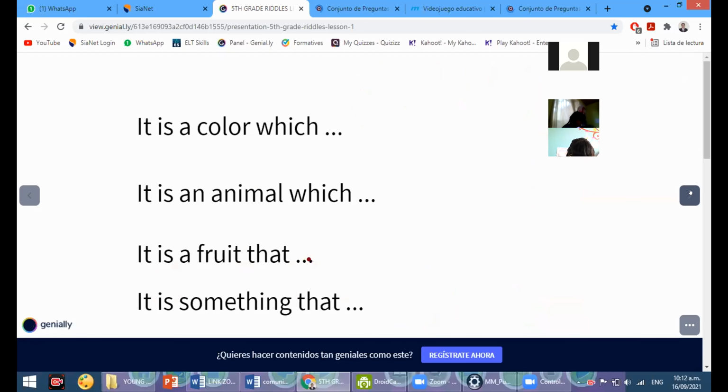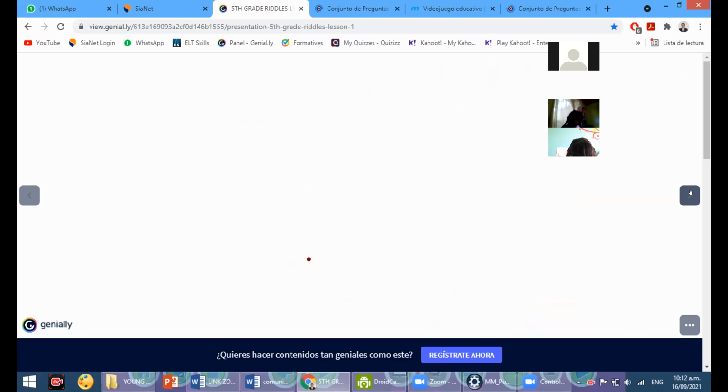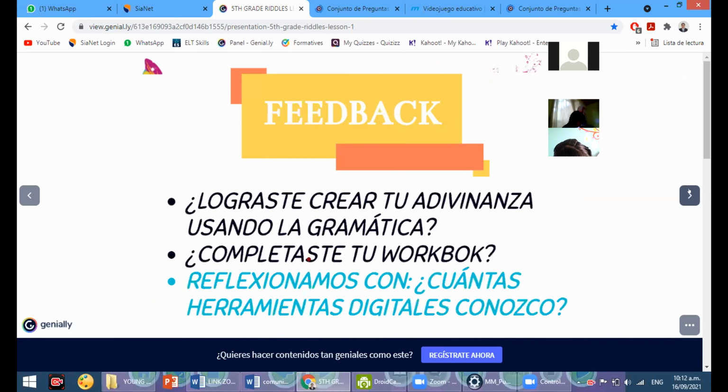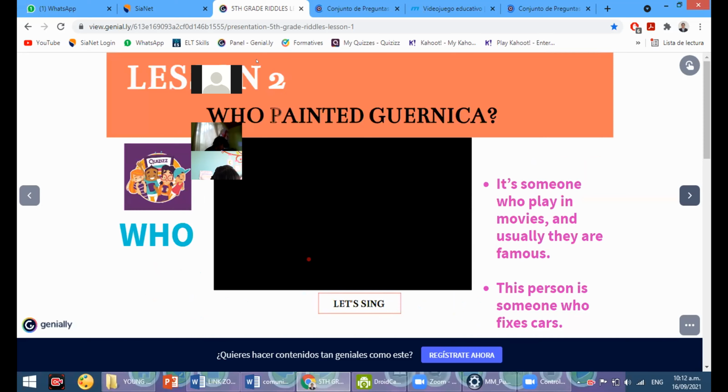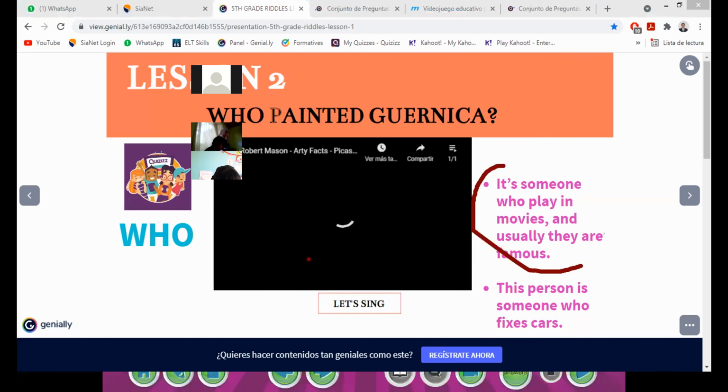And today you are going to create riddles about people. This is lesson number 2. Very fast, let's make a revision. Tell me, who is this person? It's someone who plays in movies, and usually they are very famous. Tell me, who is this person?